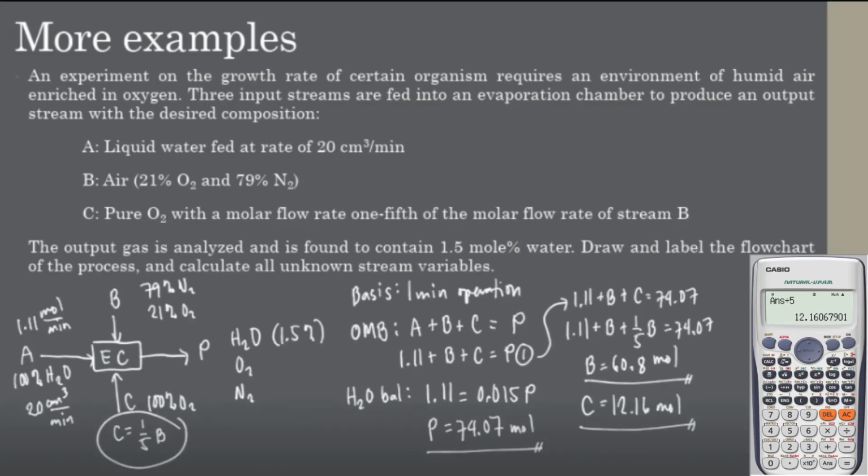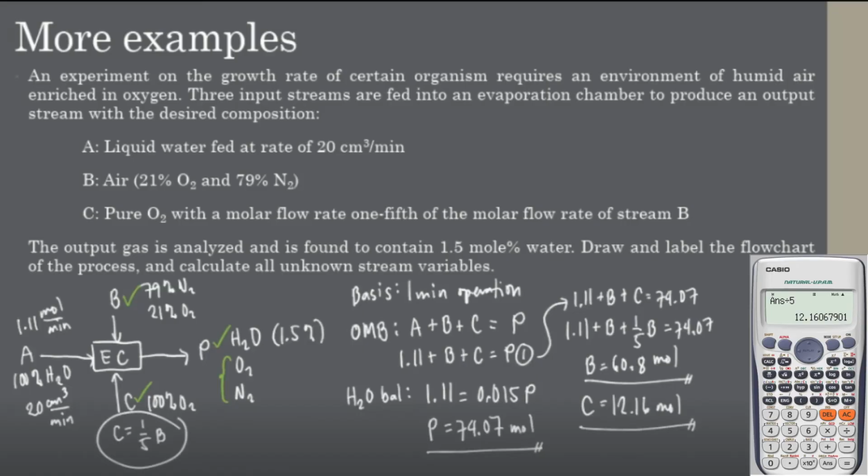And that's it. We were able to look for the flow rates of B and C, two of our missing inputs, plus the flow rate of our product P. If you look back at our diagram, we were able to solve for the flow rate of B, the flow rate of C, and the flow rate of P. However, we are still missing the composition of P, and that is, what are the mole fractions of oxygen and nitrogen in our product stream? That's also important, so let's try to solve for that.